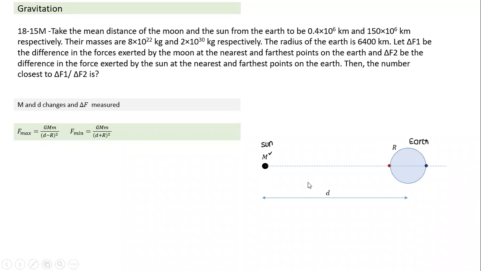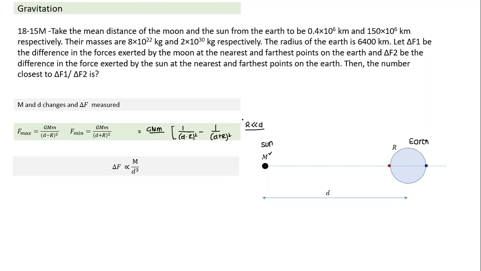Now, what is the difference? The question is about the difference. When we calculate the difference F max minus F min, you can simplify it. It comes equal to G M m times 1 by (D minus R) whole squared minus 1 by (D plus R) whole squared. And here, based on the information given, we can also easily figure out that R is much less than D.